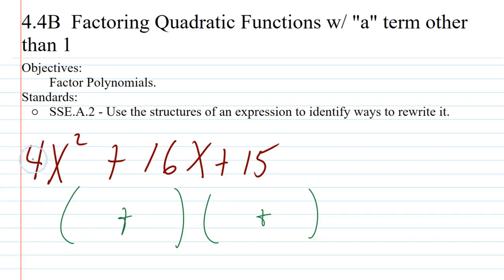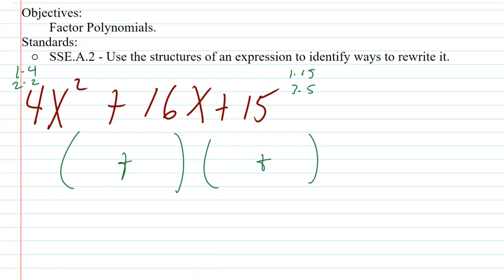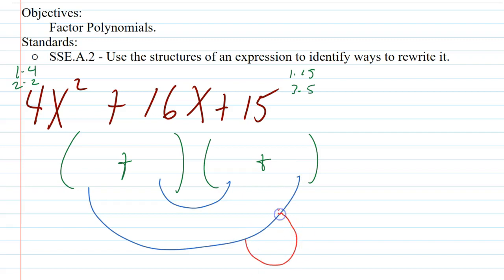Next, look at your factors. The factors of 4 are 1 times 4 and 2 times 2. The factors of 15, 1 times 15 and 3 times 5. Then what you do is, because you're so happy to be doing math, you draw a happy face. Don't forget the tongue. Now, this may seem silly, but you'll see what I mean in a second.